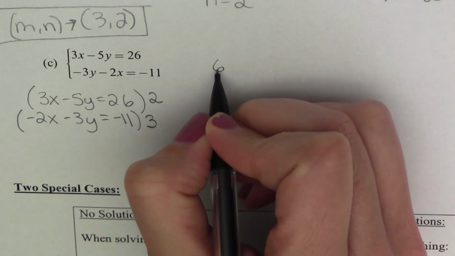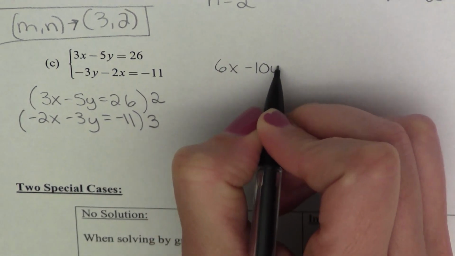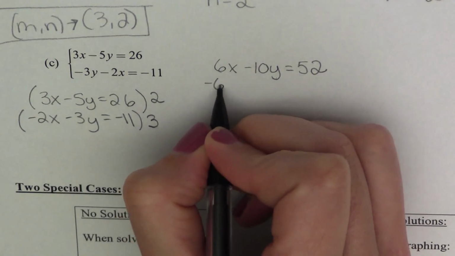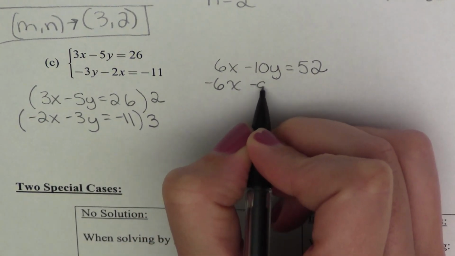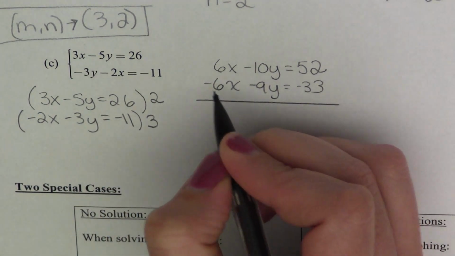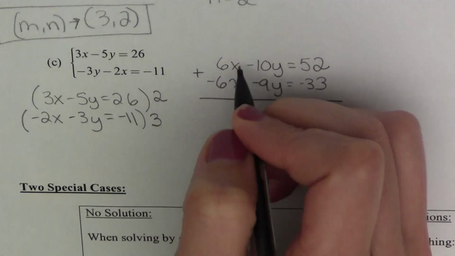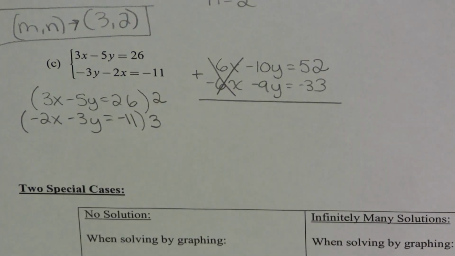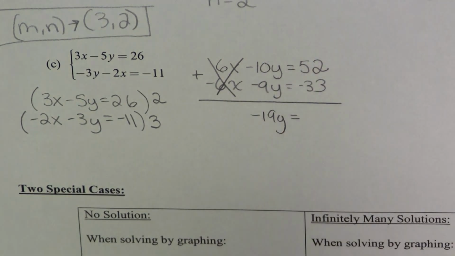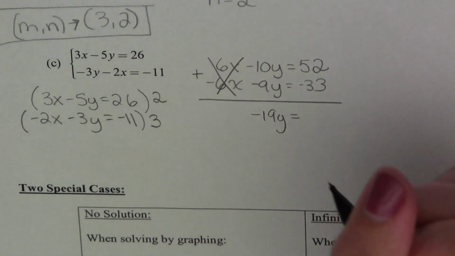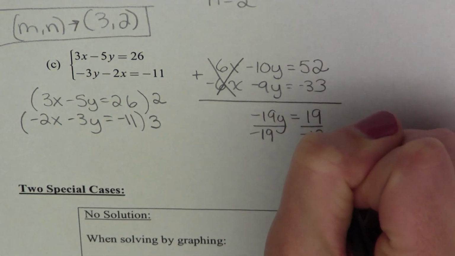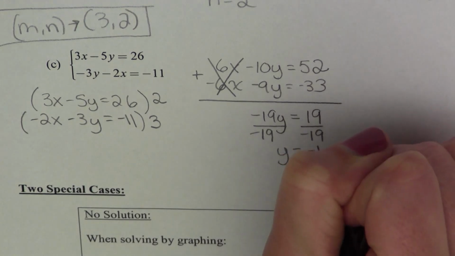Let's distribute for 6x minus 10y equals 52. Distributing that 3, negative 6x minus 9y equals negative 33. Let's add these. 6x plus negative 6x eliminates. Negative 10y plus negative 9y gives negative 19y. And 52 plus negative 33 will give us 19. Let's divide both sides by negative 19. And y is negative 1.